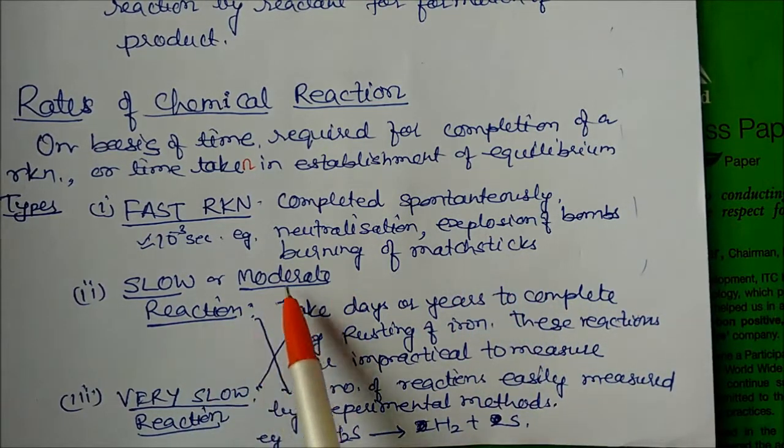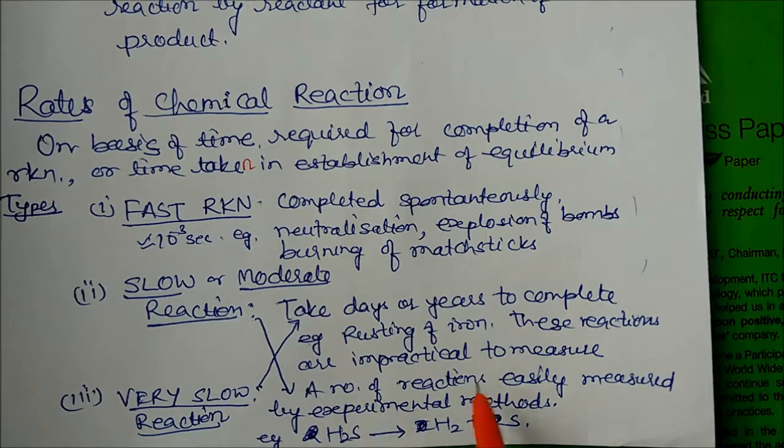Slow reactions are moderate reactions. Slow reactions are those reactions which can be easily measured by experimental methods. These reactions we actually measure and study, like H2S on heating giving H2 plus S. So these reactions can be measured.